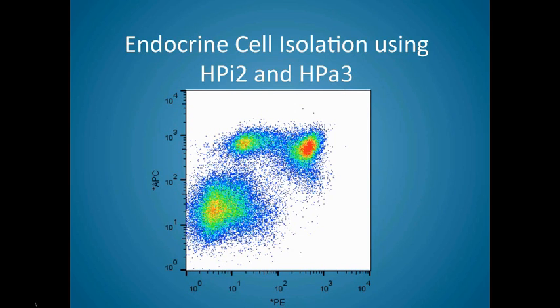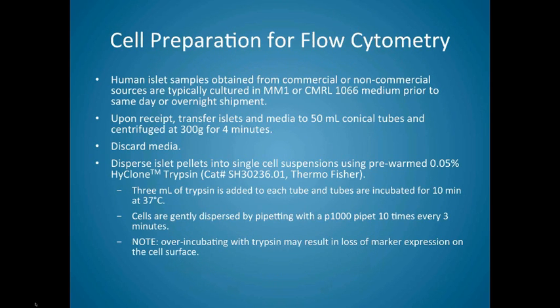So what I wanted to talk about first, and then I'll hand it over to Pam, is how we prepare the cells for flow cytometry. We're starting with human islet samples. We've obtained these from commercial and non-commercial sources. What I wanted to acknowledge today is that we get most of our islets from the Integrated Islet Distribution Program. We really are very happy with the islets we received from them. They've been very high quality. But those islets are usually cultured overnight prior to shipment to us.